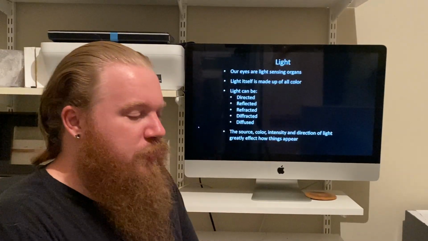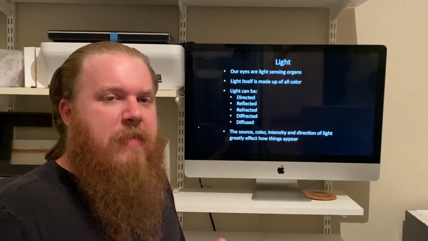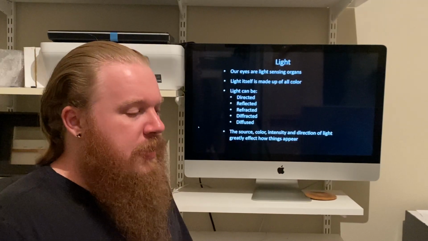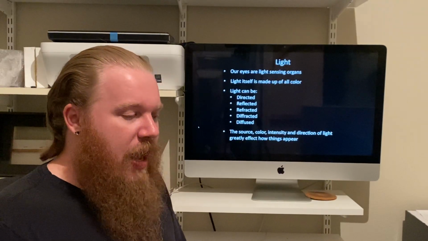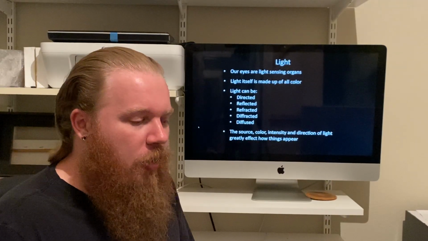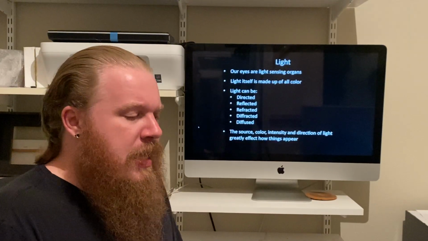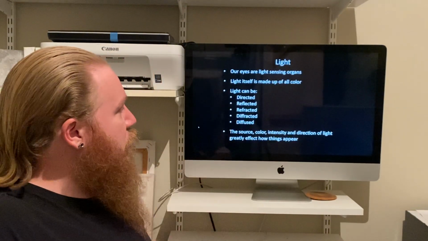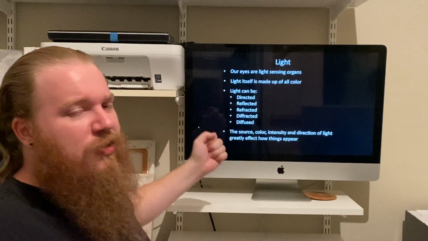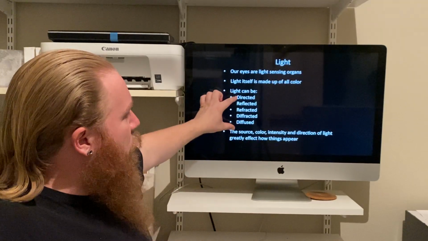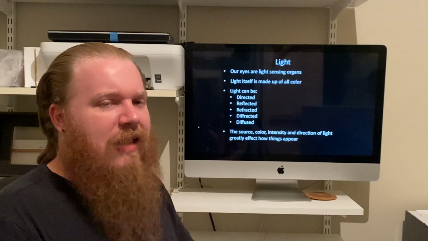Now, as opposed to time and motion, we also have light. And light is a major aspect of artwork. So our eyes themselves are light-seeing organs. Light itself is actually made up of all colors that combine in our perception to create white light and things like that. But light can be used, it can be directed, it can be reflected, refracted, diffracted, or diffused. And depending on which of these we're utilizing, it's going to create overall dramatically different lighting effects.